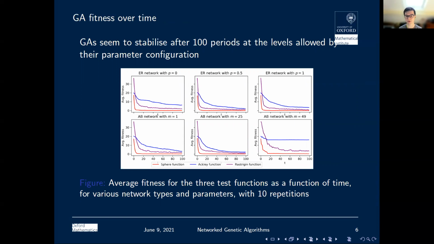These plots show you the average fitness of the different GAs: the ER network with P equals 0, 0.5, 1, and the AB network with N equals 1, 25, 49, using a population size of 50, as shown before. The blue line indicates the average fitness for the Ackley function. The purple one is for the radiating function, and the red one is for the sphere function. This plot shows the behavior of the GA, the average across 10 repetitions, to show what happens with the number of generations first.